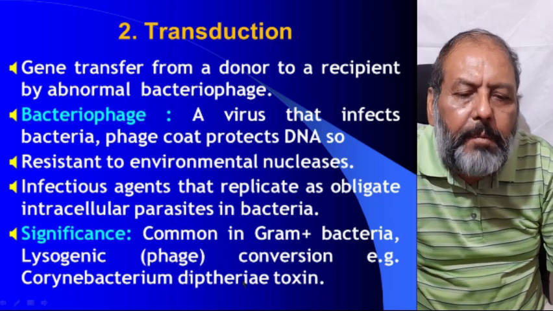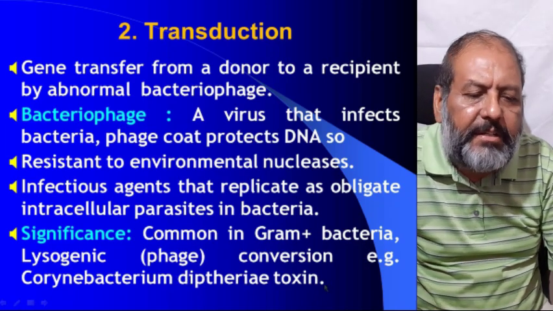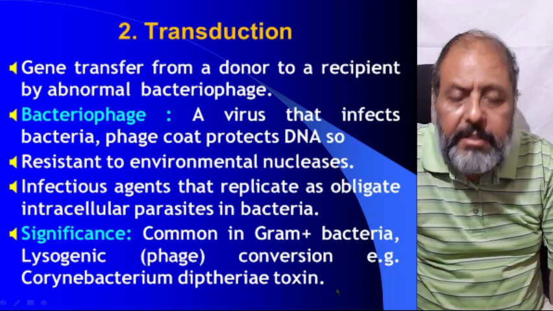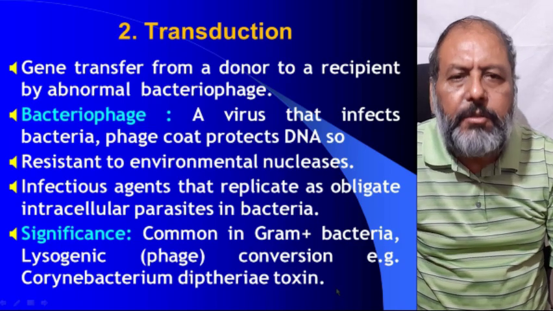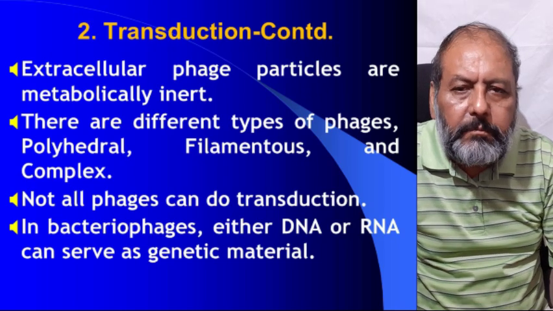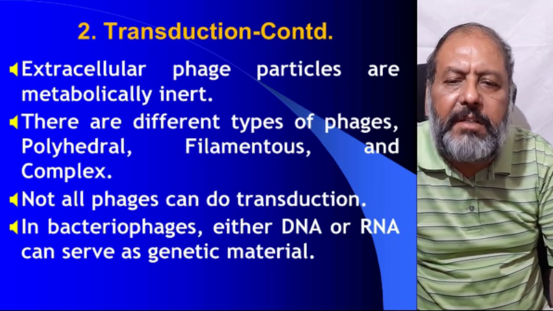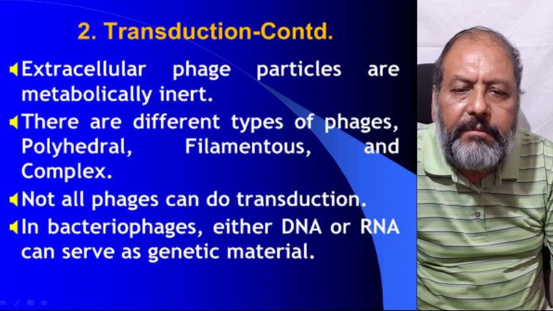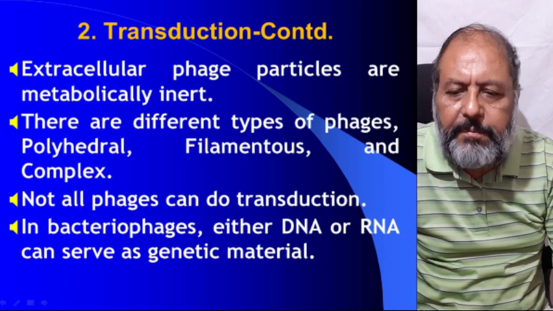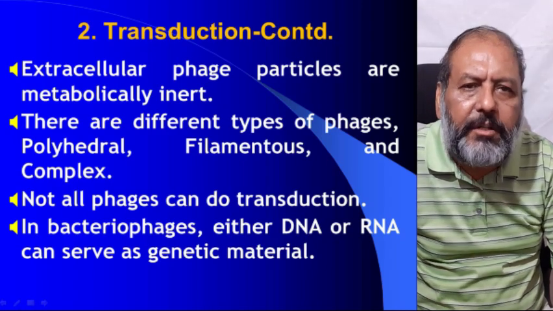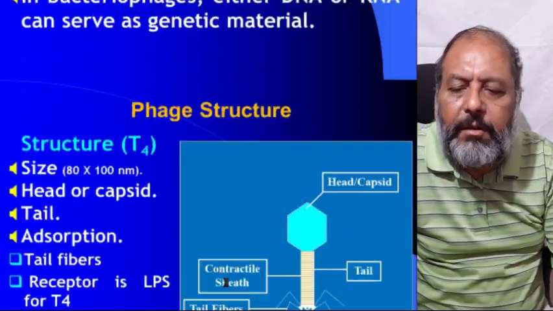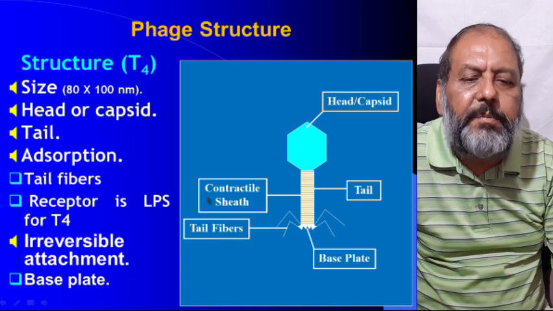The significance is that it is common in gram-positive bacteria. Lysogenic phage conversion, e.g., Corynebacterium diphtheriae toxin, is transferred through the bacteriophage, so these become infective in nature and cause the problem. Its extracellular phage particles are metabolically inert. There are different types of phage: polyhedral, filamentous, and complex in shape. Not all phages can do transduction; few are capable of doing that. In bacteriophage, either DNA or RNA can serve as genetic material.